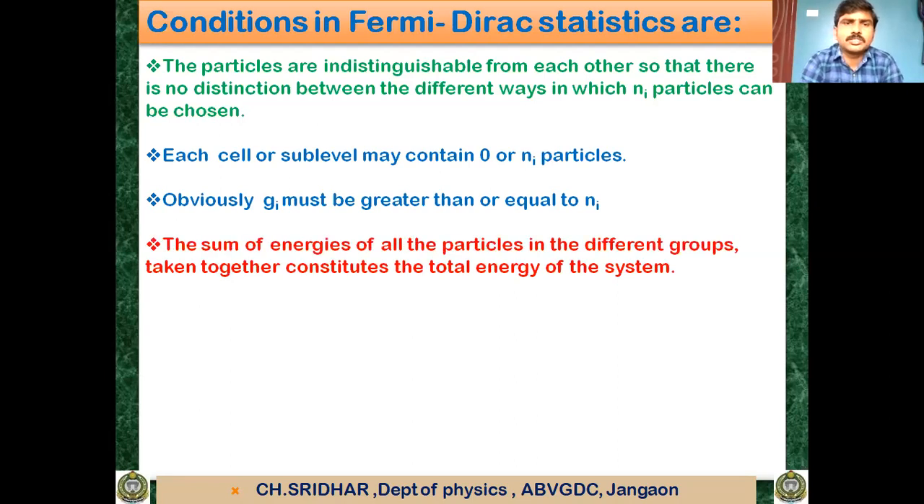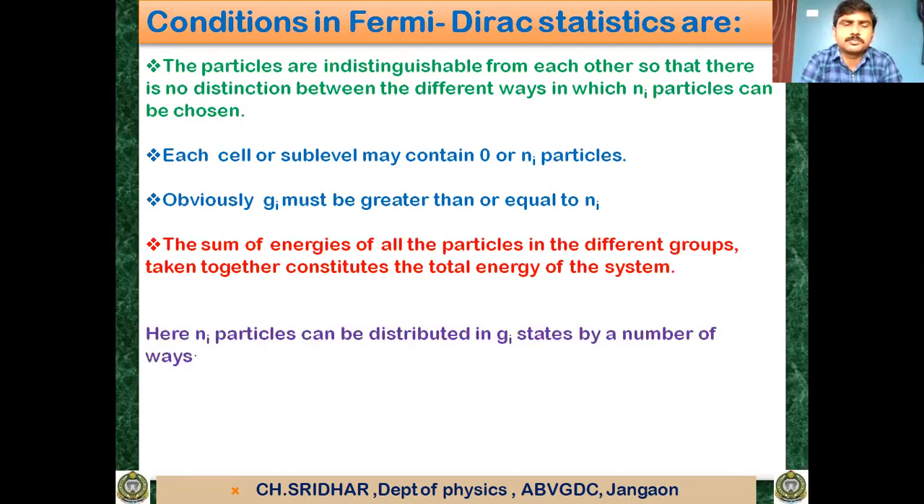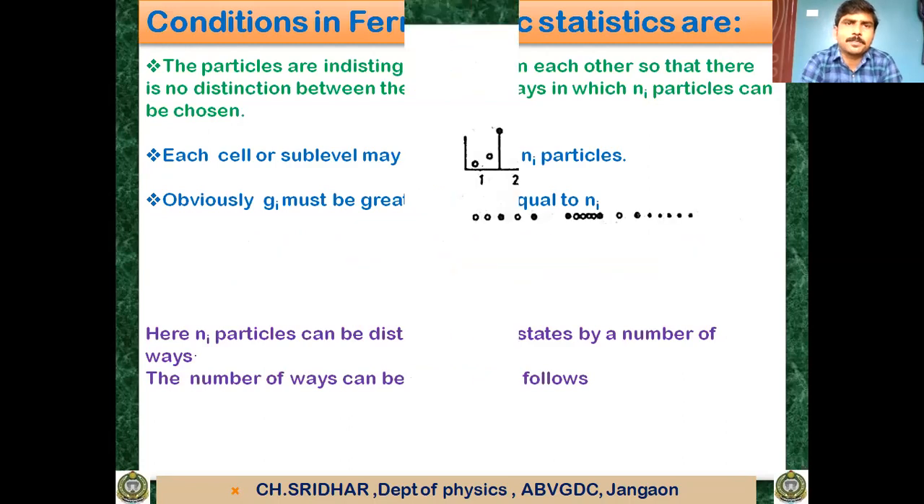So that means the energy levels must be greater than the number of particles. And the sum of energies of all the particles in different groups taken together constitutes the total energy of the system. And here Ni particles can be distributed in Gi states in a number of ways, and that number of ways can be obtained as follows. So we'll discuss that in the next slide.